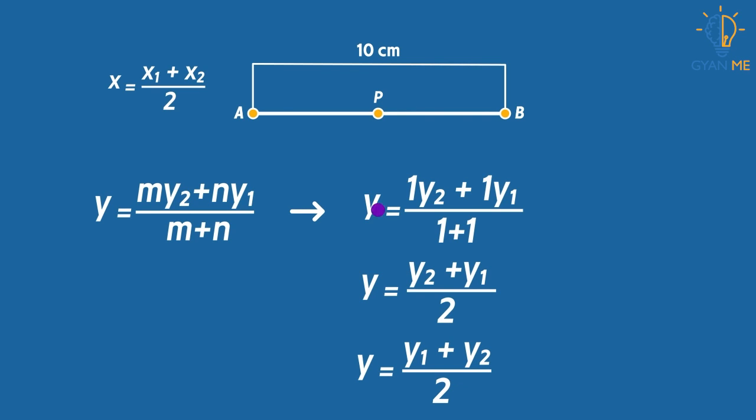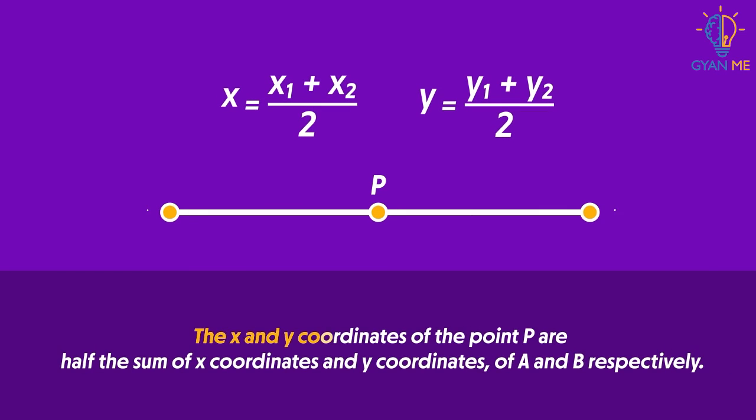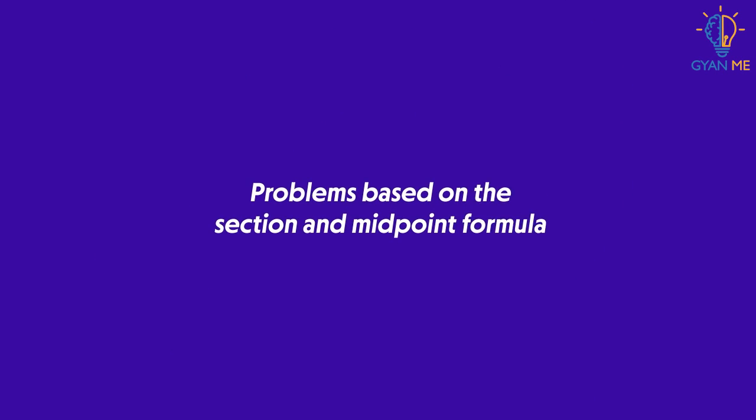Thus, the coordinates x, y of point P are given by half the sum of x coordinates and half the sum of y coordinates of points A and B. This relation is known as the midpoint formula. We will solve some problems based on the section and midpoint formula in our next video.